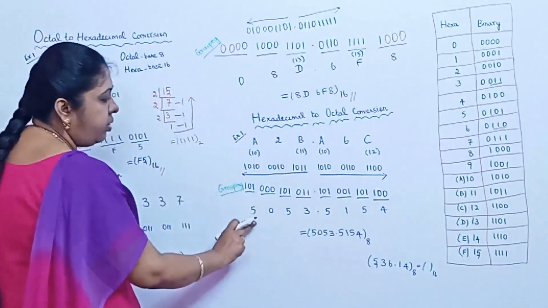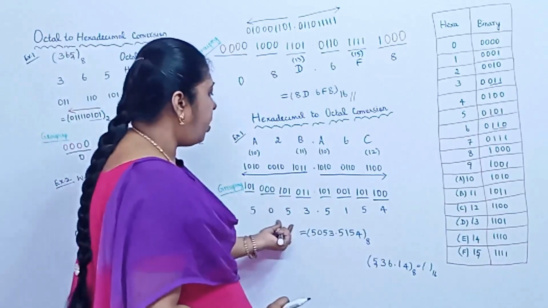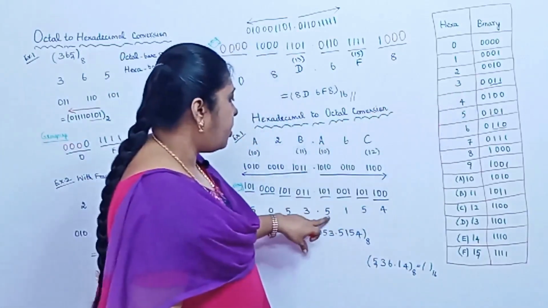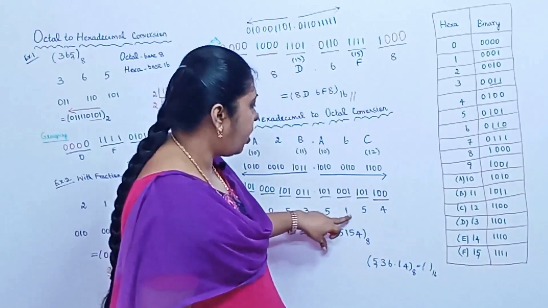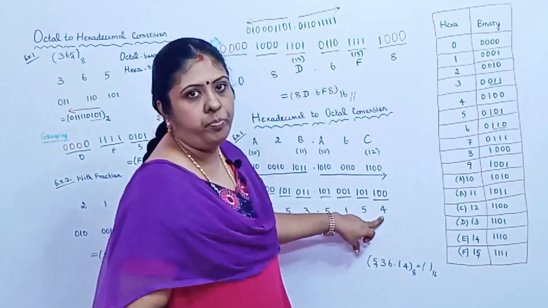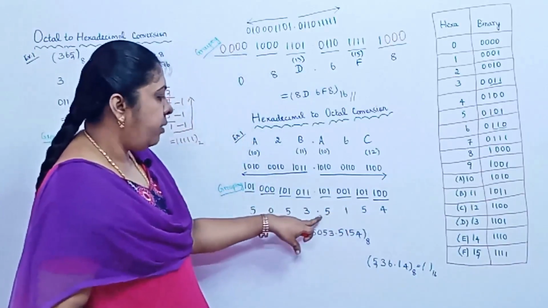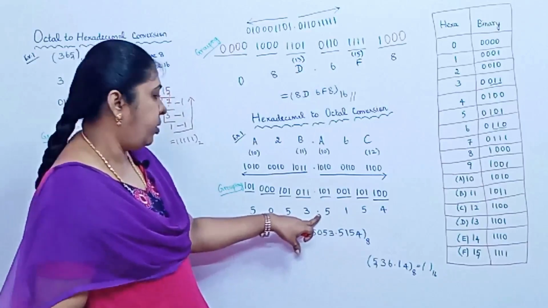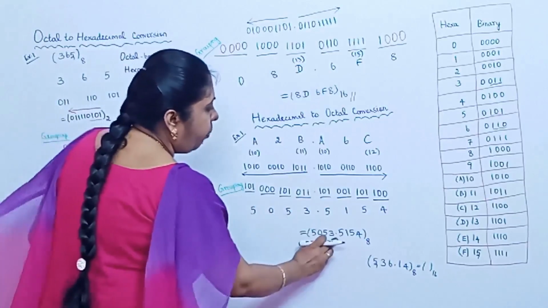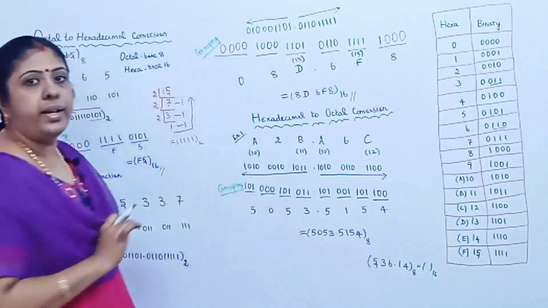So for 101, 5. For 000, 0. Similarly 101, 5. For 011, the value is 3. For 101, 5. For 001, 1. Similarly 101, 5 and 100, 4. The values after the decimal point can be written with the decimal point followed. So the values can be written as 5053.5154. So no zeros are added here.